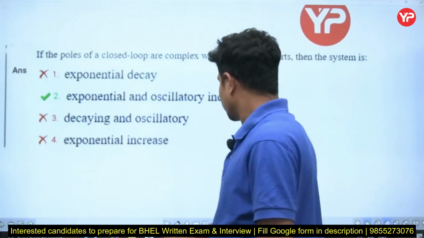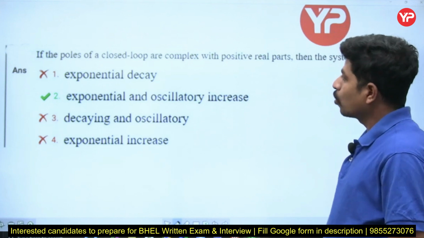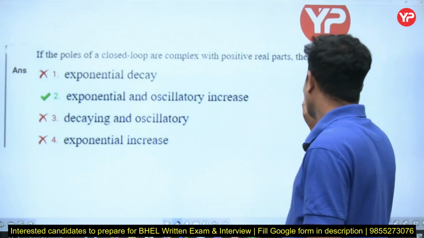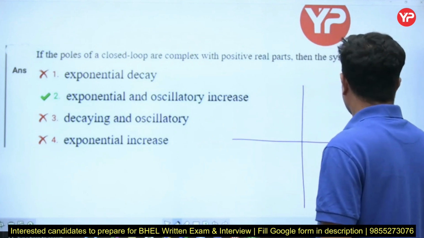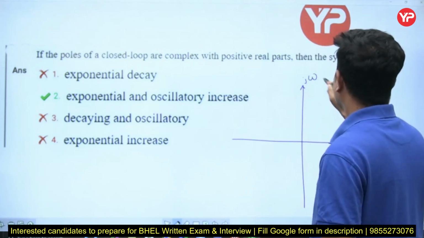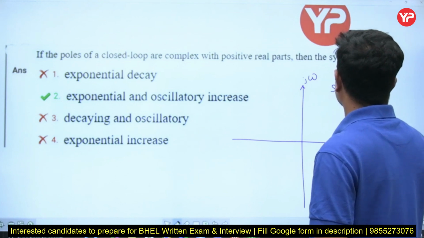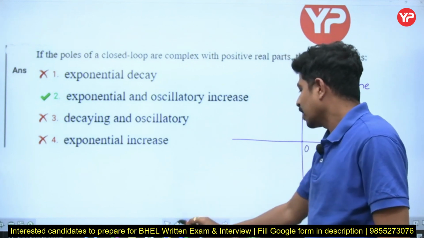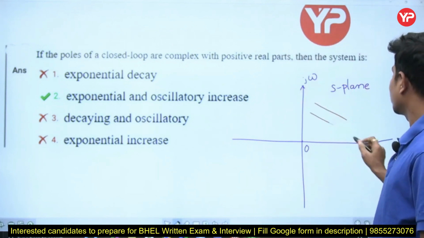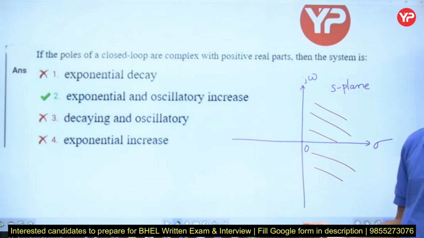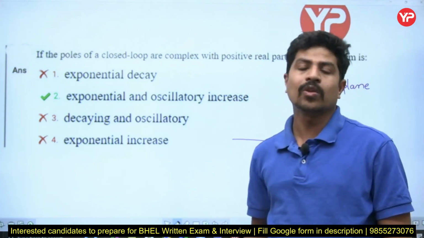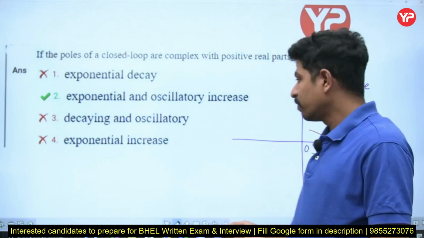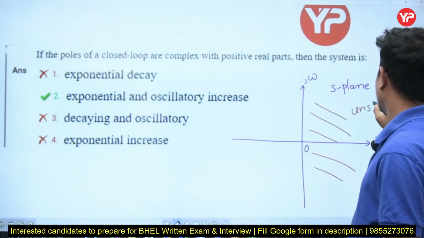Now what is this question? If the poles of a closed loop are complex with positive real parts, then the system is what? This is a complex plane. We also call it the S plane. This is the origin. Now if any poles are there in the right half of S plane, whether complex, real, repetitive or distinct, whatever it is, the system is said to be unstable.